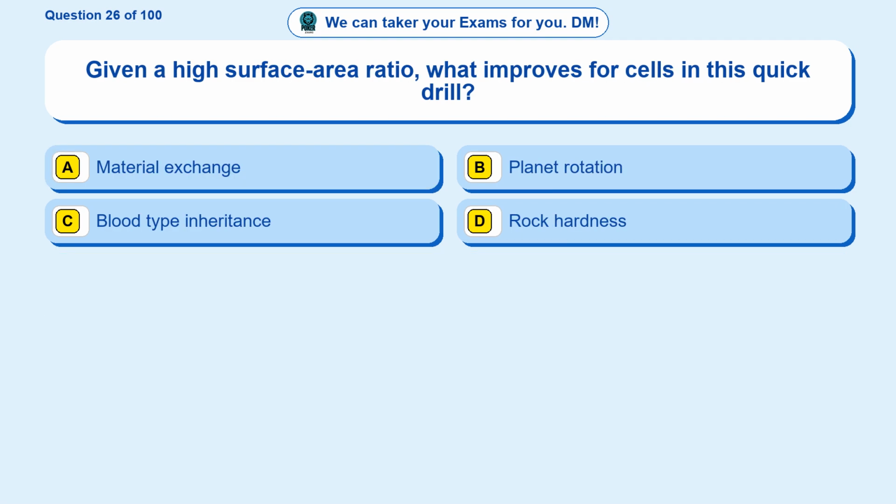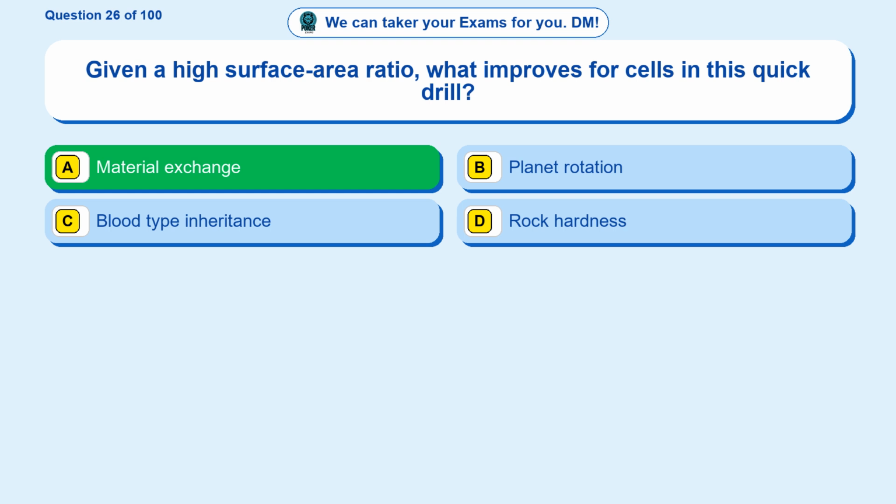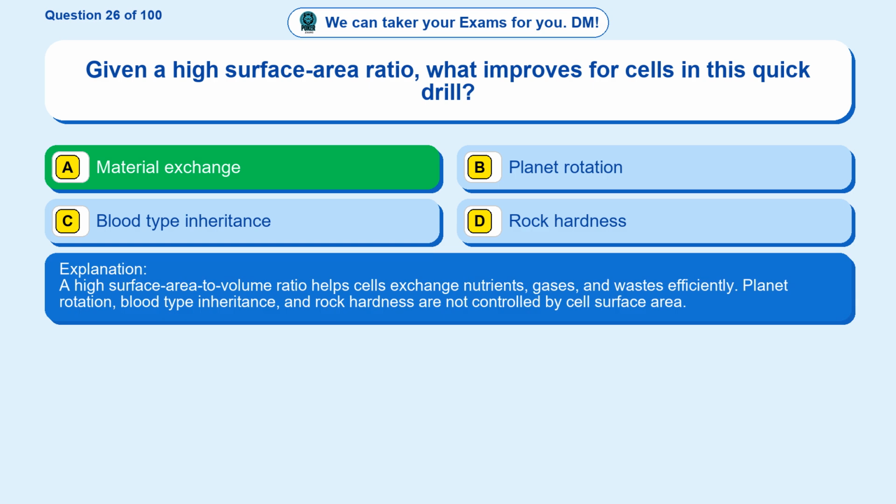Question 26. Given a high surface area ratio, what improves for cells in this quick drill? Option A, material exchange. Option B, planet rotation. Option C, blood type inheritance. Option D, rock hardness. The correct answer is option A. Material exchange. A high surface area to volume ratio helps cells exchange nutrients, gases, and waste efficiently. Planet rotation, blood type inheritance, and rock hardness are not controlled by cell surface area.